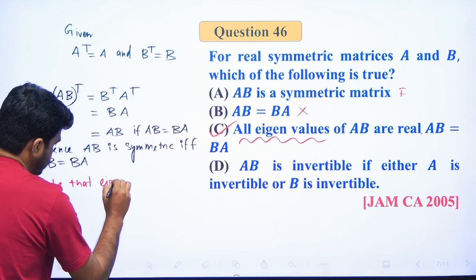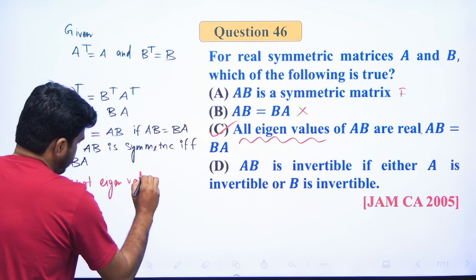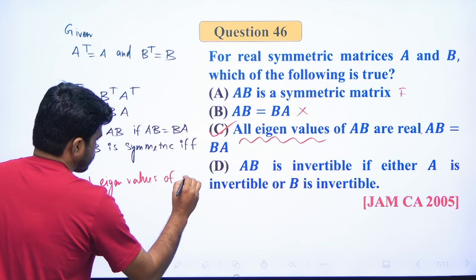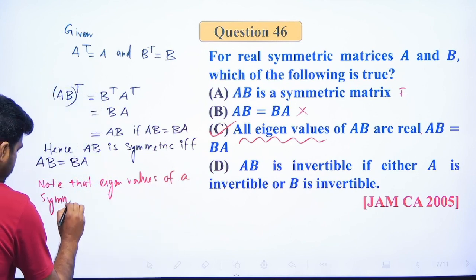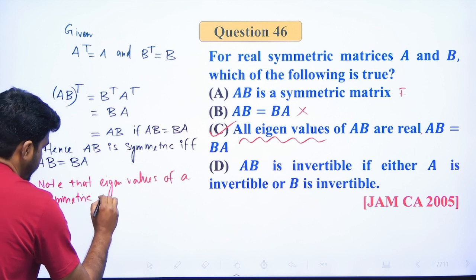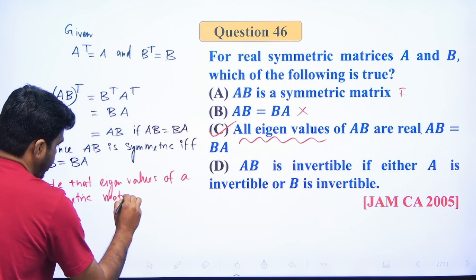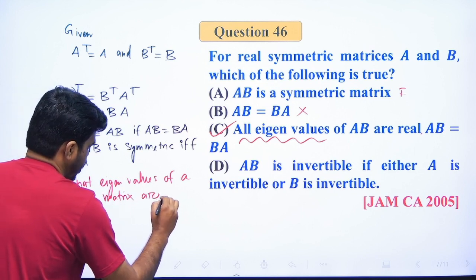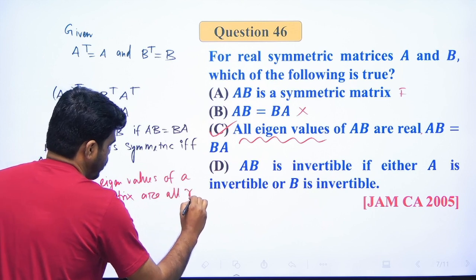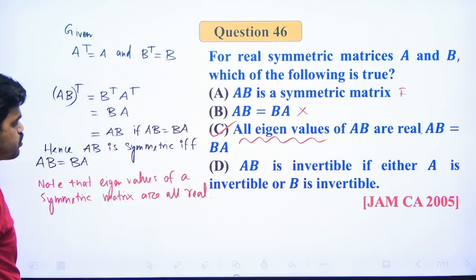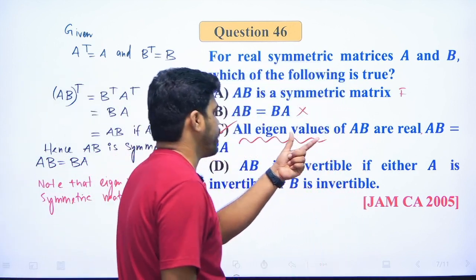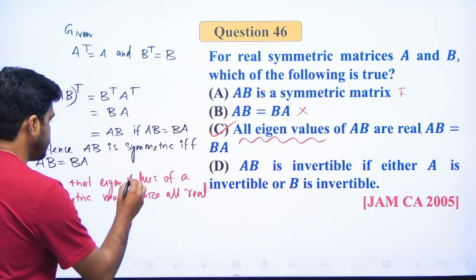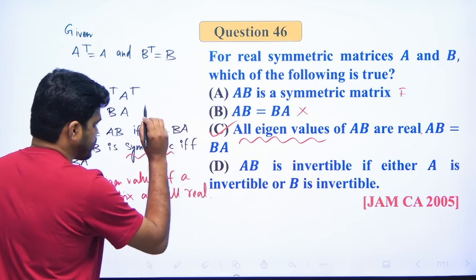We know that the eigenvalues of a symmetric matrix are all real. Eigenvalues of a symmetric matrix are all real. So all the eigenvalues of AB are real, because AB is a symmetric matrix.